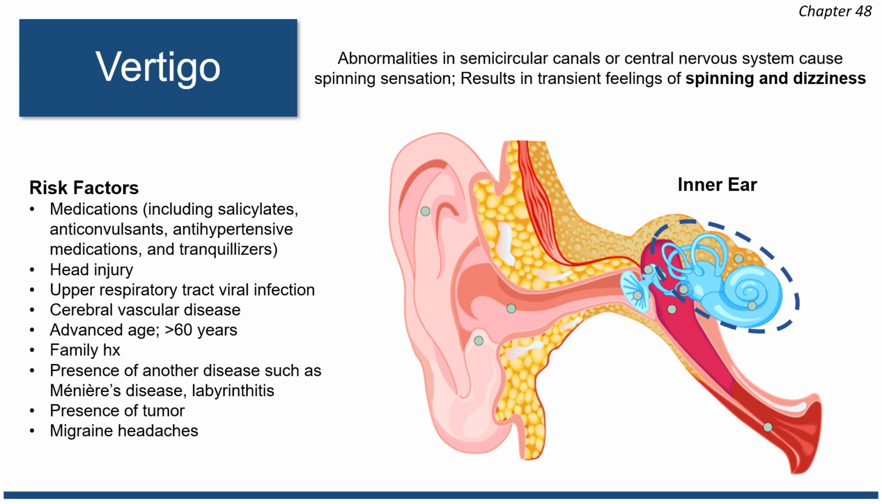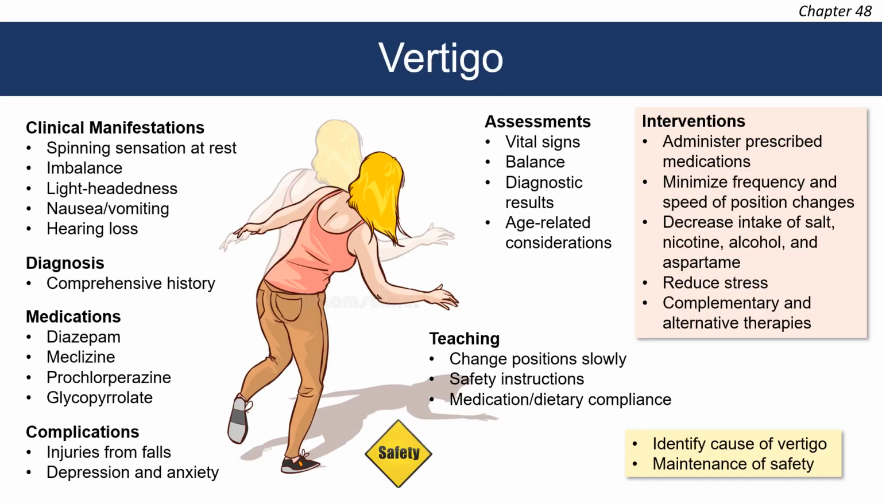There are a lot of risk factors, and sometimes we don't know what's causing it. So certain medications can cause it, a brain injury, an upper respiratory tract viral infection, if you had a cerebrovascular disease, if you're over the age of 60, if you have a family history. So there's a lot of risk factors for vertigo. So signs and symptoms of vertigo. So patients will experience a feeling of spinning at rest. So they're at rest, but they feel like they're spinning. They're going to have imbalance, lightheadedness, nausea, vomiting, and hearing loss.